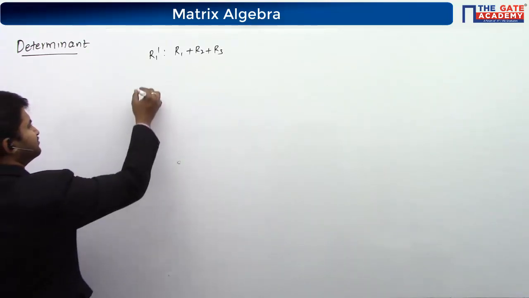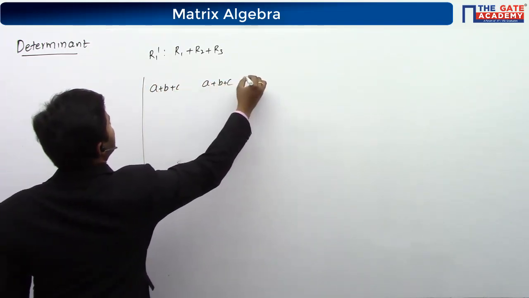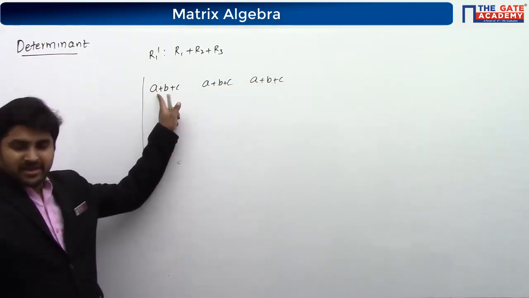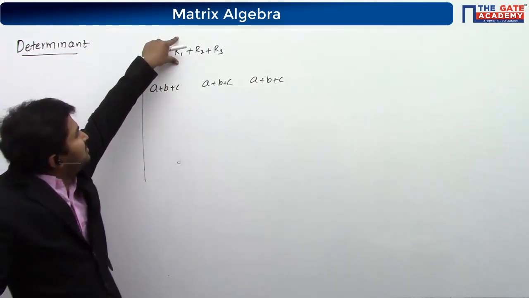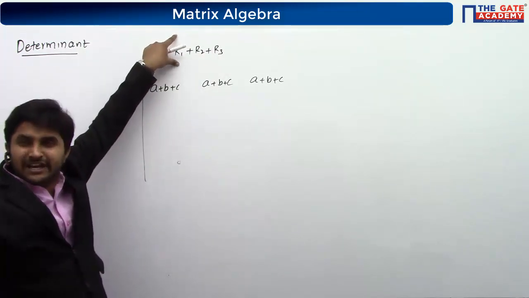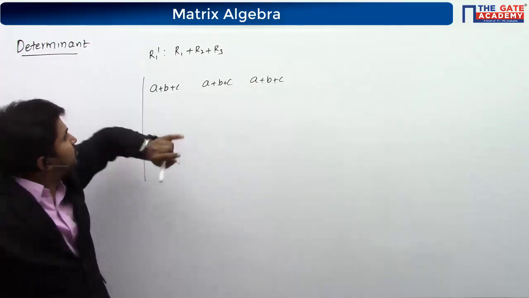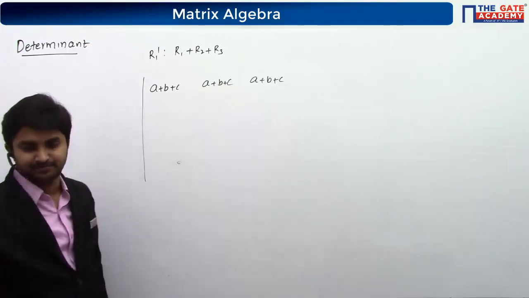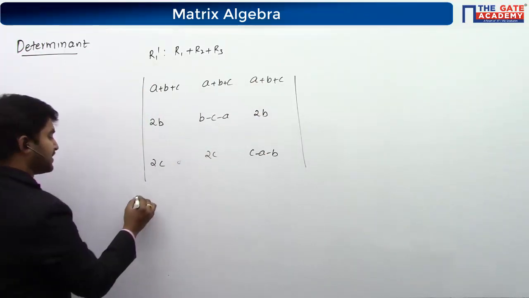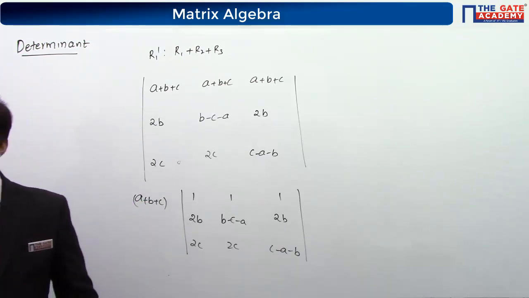If I do this, then I'll have A plus B plus C, A plus B plus C, A plus B plus C. Please check this. We are just adding the row 1 with the row 2, row 3, and it is present in the row 1, which is again a valid row operation. So A minus B minus C plus 2B plus 2C is going to be A plus B plus C. Same here, same here. So A plus B plus C comes outside. So the determinant of A is divisible by A plus B plus C, which is true.